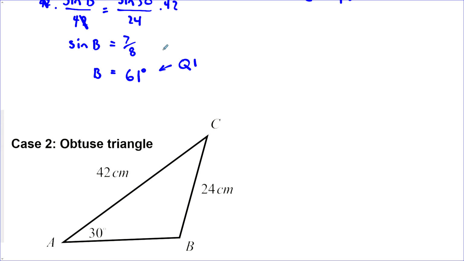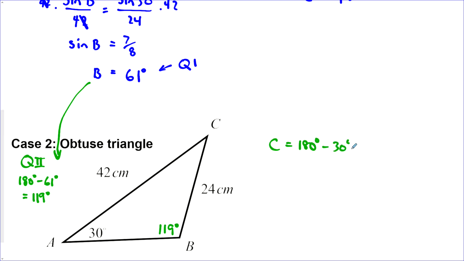So right here, we will take this angle here and use it as our reference angle for finding our quadrant 2 angle. So it'd be 180 degrees minus our reference angle, and that would give us 119 degrees as our solution in quadrant 2. So B could have been 119 degrees. Now let's find C again. So angle C would be 180 degrees, but this time minus 30 and minus 119 degrees. So it would be 31 degrees.